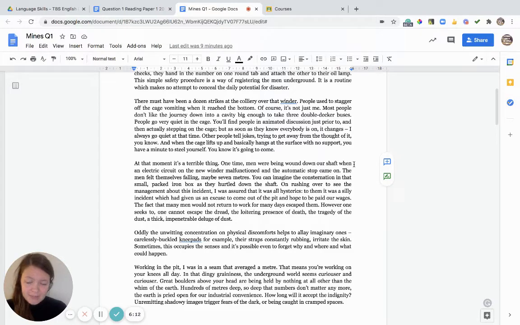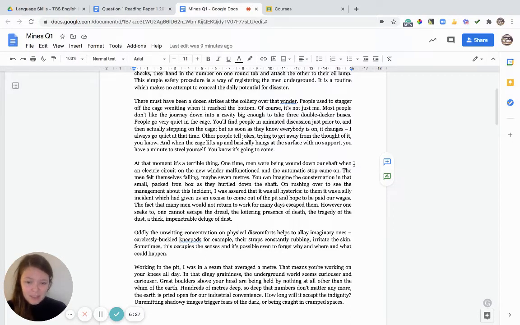Working in the pit, I was in a seam that averaged a metre. That means you're working on your knees all day. In that dingy graininess, the underground world seems curiouser and curiouser. Great boulders above your head are being held by nothing at all other than the whim of the earth.